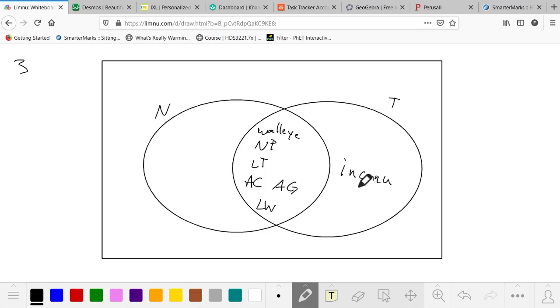Inconnu is only in the Northwest Territories. 2, 3, 3, 4. Yes, we have 6 fish in N, 7 in T. And everything in Nunavut is also in the Northwest Territories. So we've illustrated the sets using the Venn diagram.